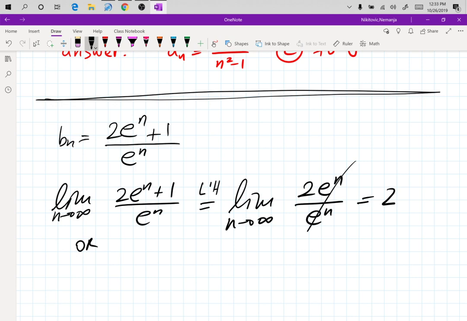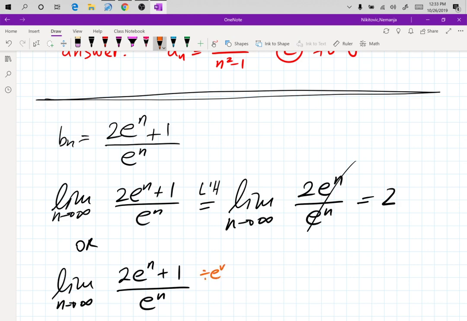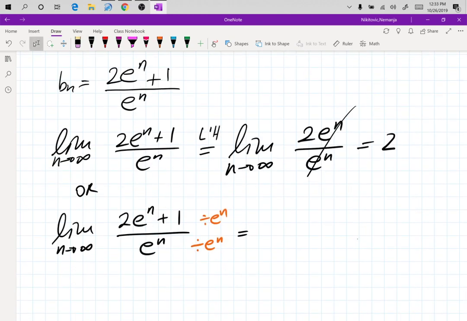Or, you don't want to do L'Hopital. Sometimes you will have to use L'Hopital's rule. You will have to. In this case, there's another way. You said divide by e to the n. I like it. Divide by e to the n, and the reason why you are allowed to divide by e to the n is because e to the n is guaranteed not to be 0. E to the x is always above the x-axis. It's never 0, so you can always divide by it.